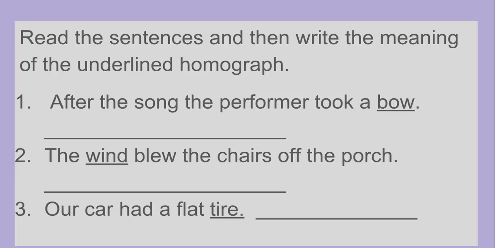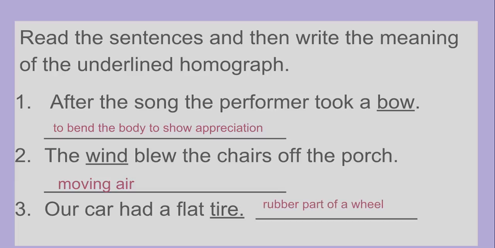Read the sentences and then write the meaning of the underlined homograph. Number 1, after the song, the performer took a bow, and we said a bow is to bend the body to show appreciation. Number 2, the wind blew the chairs off the porch. Of course, it would be the wind. Wind is moving air. Number 3, our car had a flat tire. That has to be the rubber part of the wheel, so we would say it's the rubber part of a wheel.